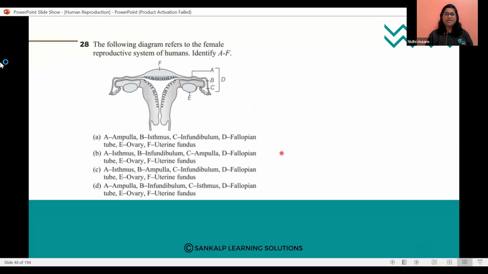Next question. See the question properly. It is related to the previous question. The following diagram refers to the female reproductive system of humans. Identify A to F. A is ampulla, B is isthmus, C is infundibulum, D is fallopian tube, E is ovary, F is uterine fundus. Like that you have many options. Let me know the correct answer.